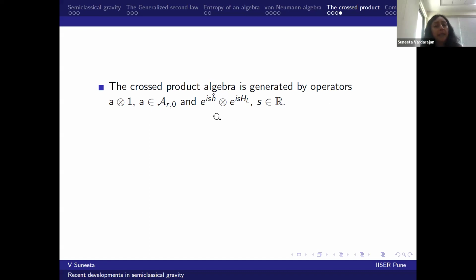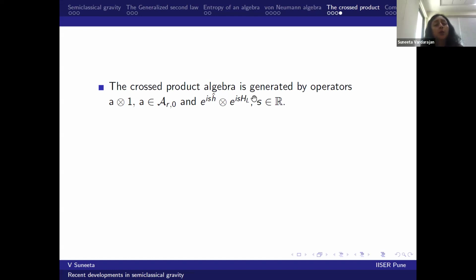Mathematically, what I have just done is construct an algebra generated by the following operators: A tensor identity, where A is any quantum field operator and the identity acts on the square integrable Hilbert space which I've added. And I have also considered operators of the following kind: e to the i s H hat tensor e to the i s H hat.